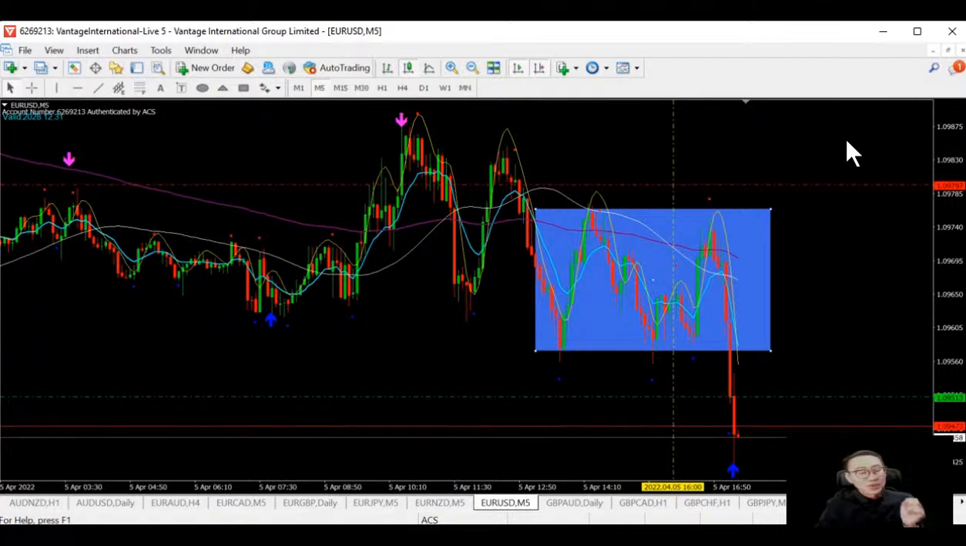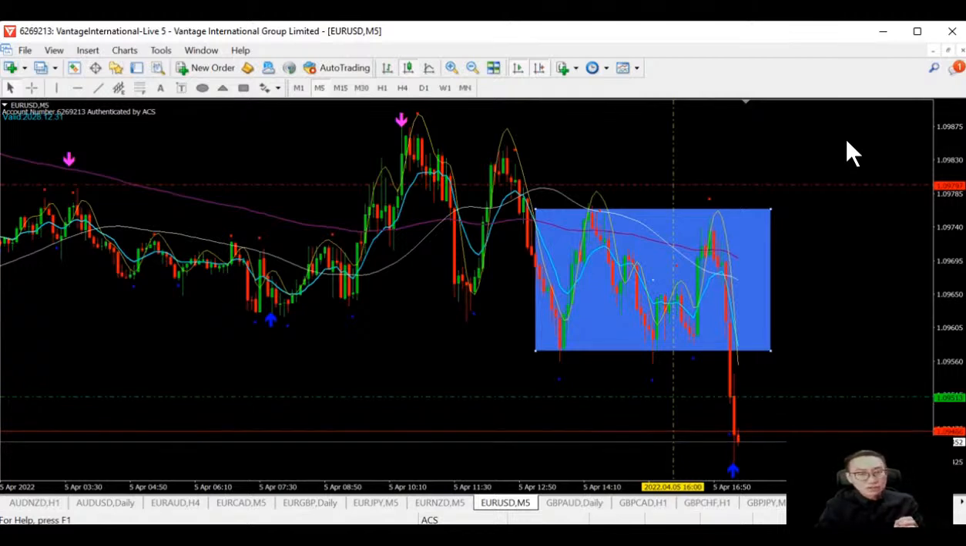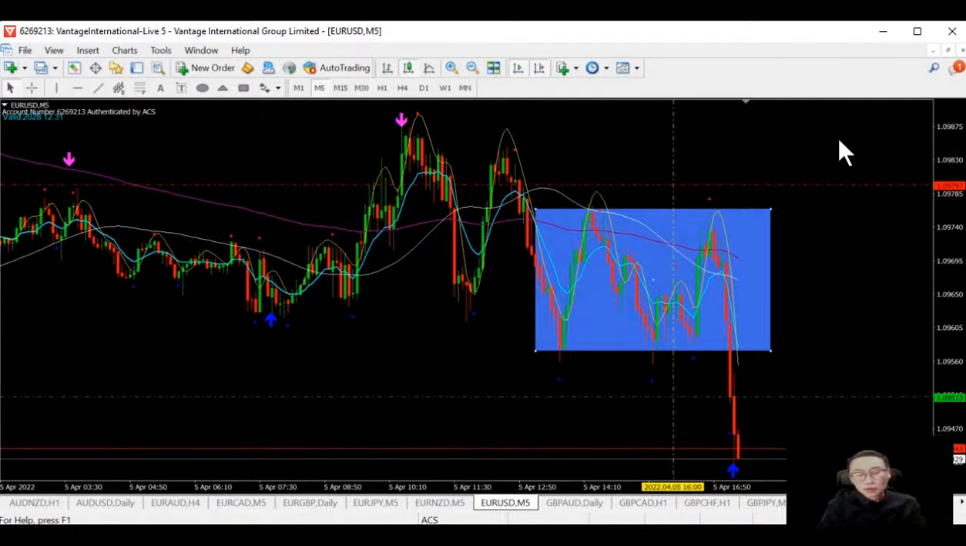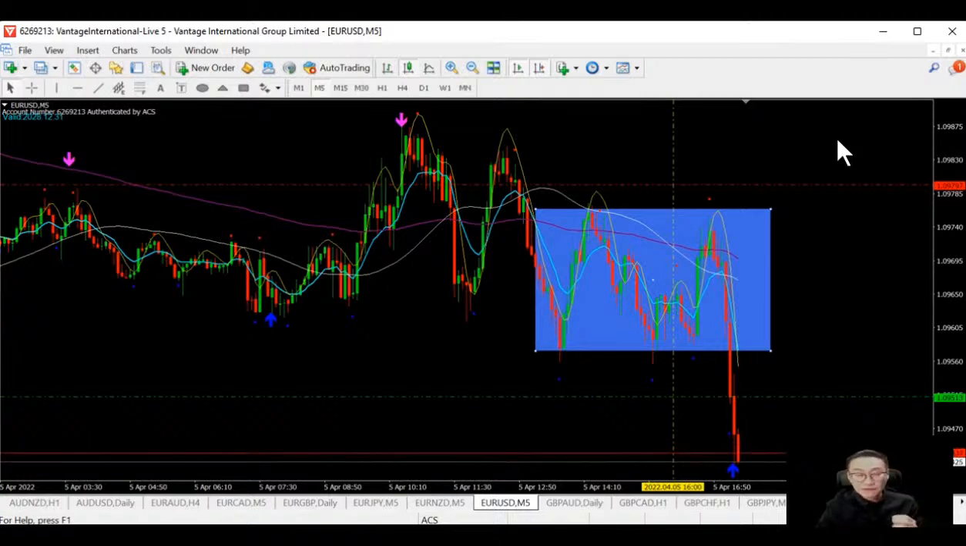Remember one thing, with support and resistance, you're going to set your SL. There is no definite SL point that you should be looking at. You can use ATR to place your SL, which is very effective, or you can read the chart according to the movement of the market, then you set your SL. Get what I mean?